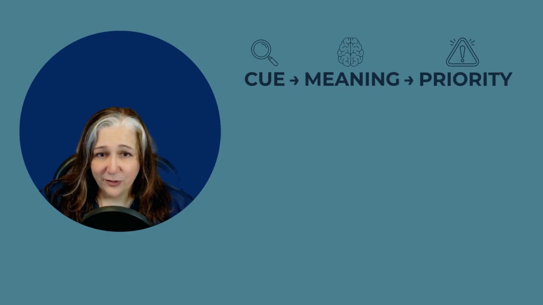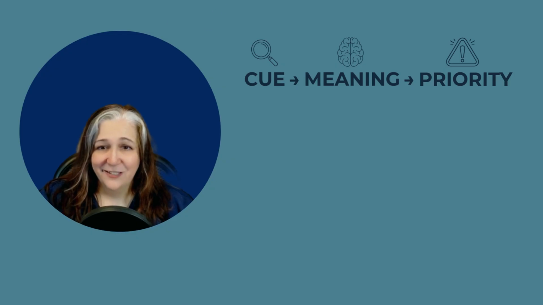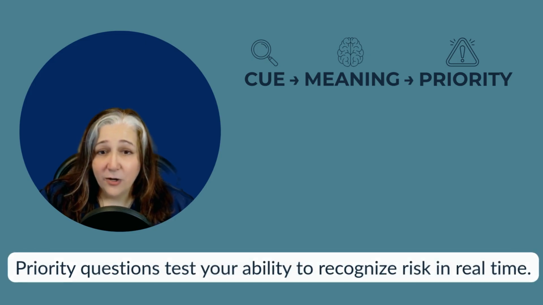If you watched episode 1, you already know how to recognize the cue, interpret what it means, and identify the high-risk concern. If not, you can go back to that foundation video after this. Before we jump into the example, here's what you need to remember about priority questions. They aren't testing memorization. They're testing whether you can recognize risk in real time.